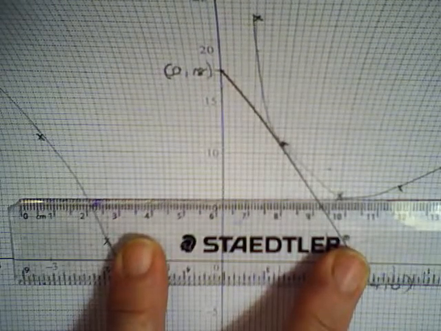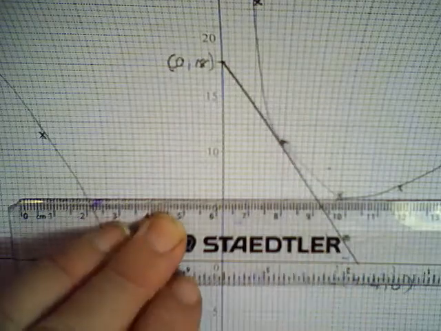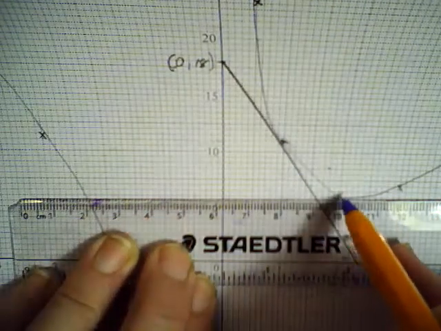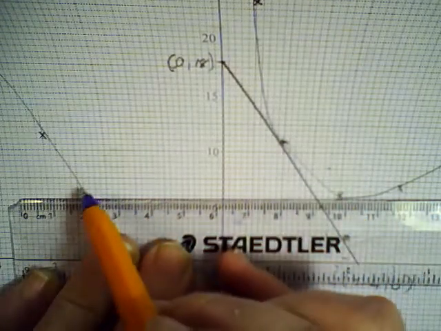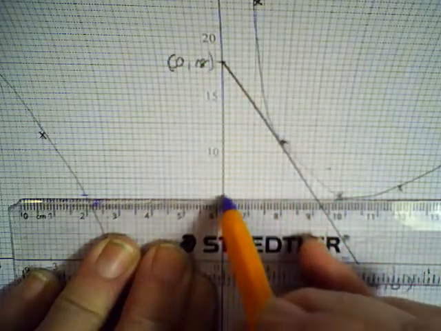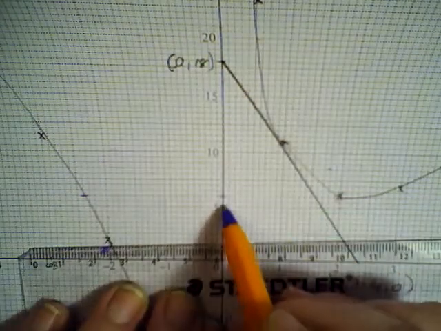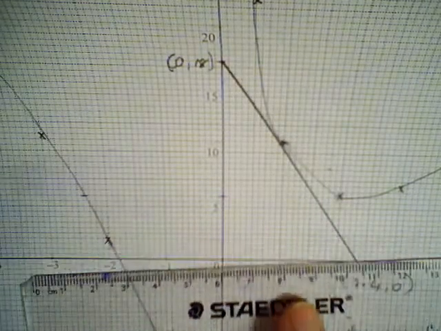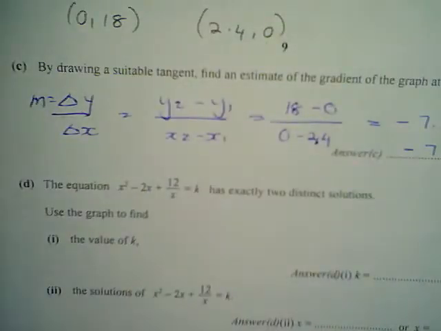And then at that point there, all of a sudden, I have two solutions. I've got a solution there, and I have a solution over here. So that would give me two solutions. So what is this value? And if I look at that, I get 6. That is the value. So my k value would be 6.